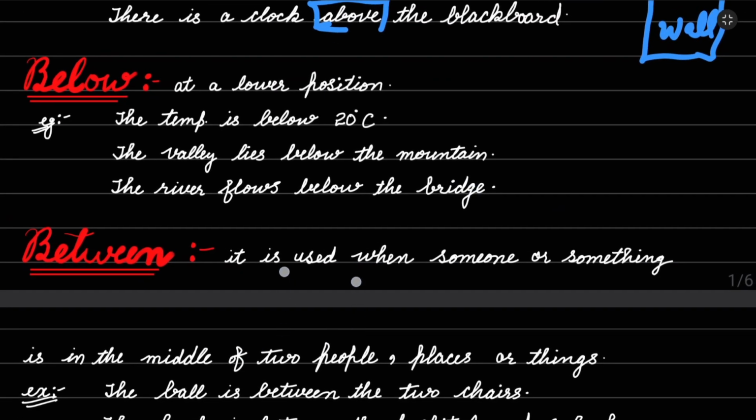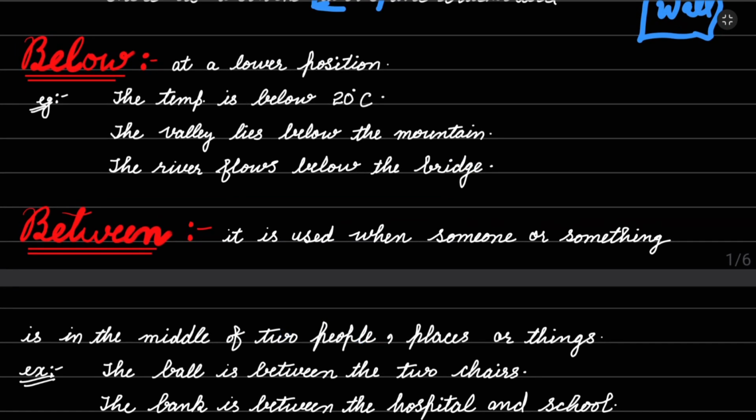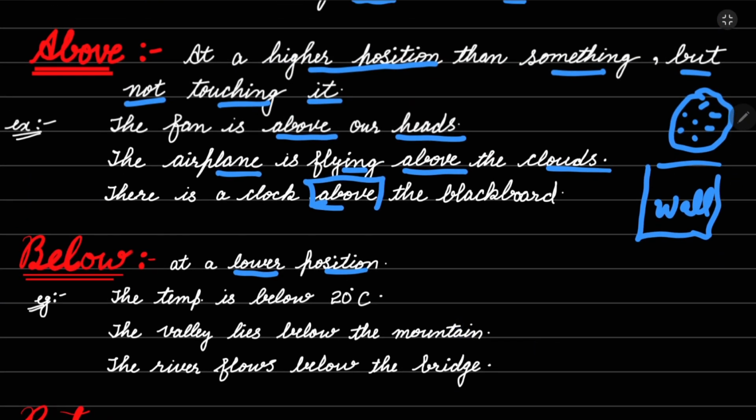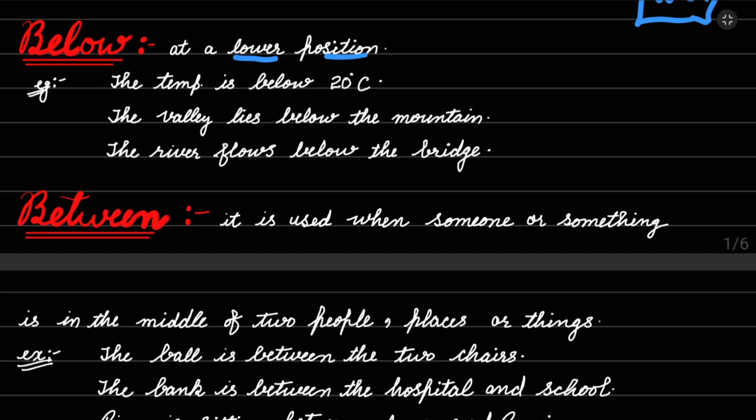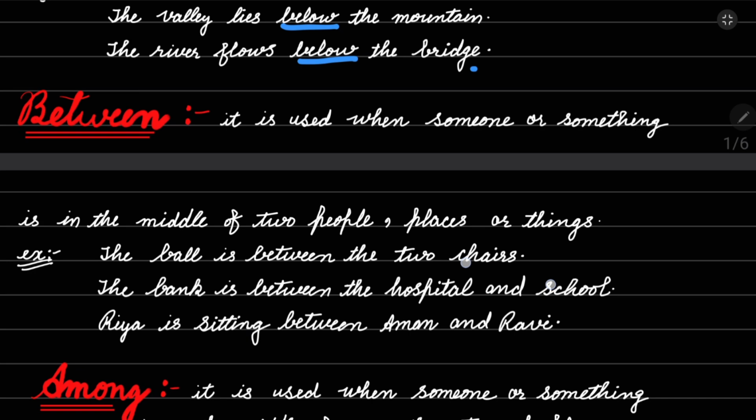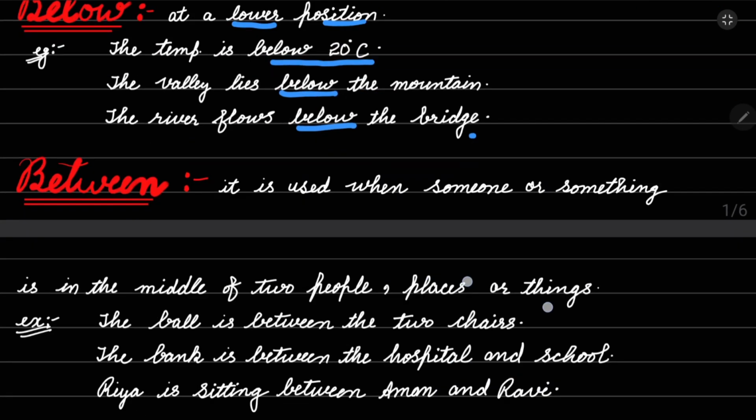Next is below. Below is used for a lower surface. Above is used for higher position and below is used for lower position. For example, the temperature is below 20 degrees Celsius. The valley lies below the mountain. The river flows below the bridge. It is used for the lower position.